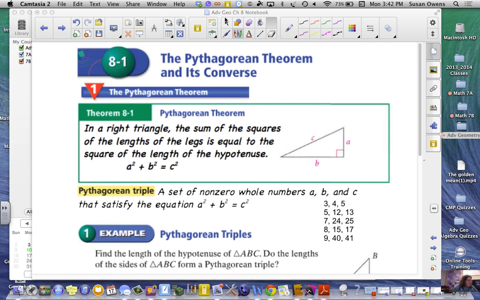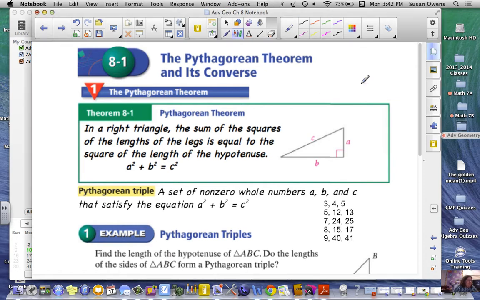Today's video is for Advanced Geometry, Chapter 8, Section 1, the Pythagorean Theorem and its converse. So we start out with the Pythagorean Theorem, which you should be familiar with. It says, in a right triangle, the sum of the squares of the lengths of the legs is equal to the square of the length of the hypotenuse.